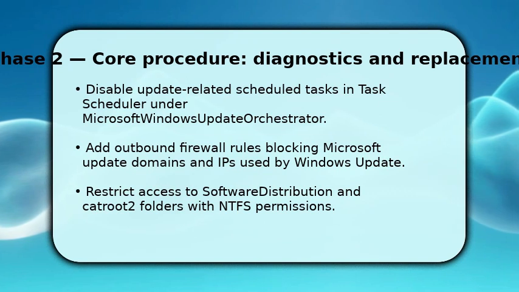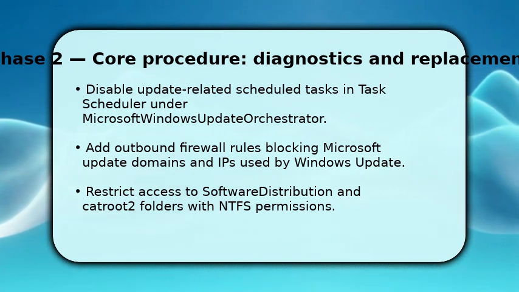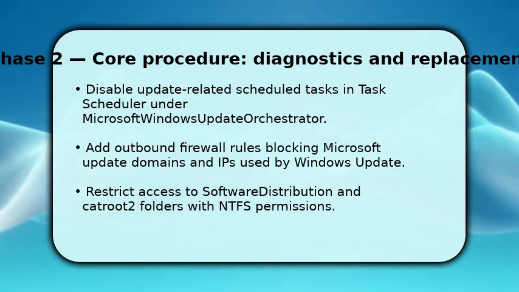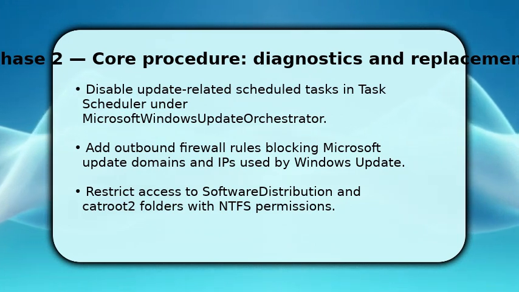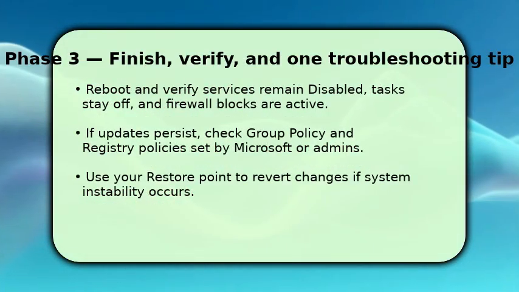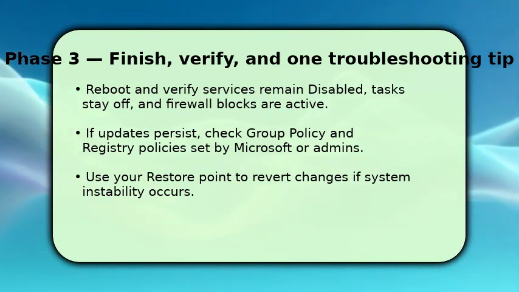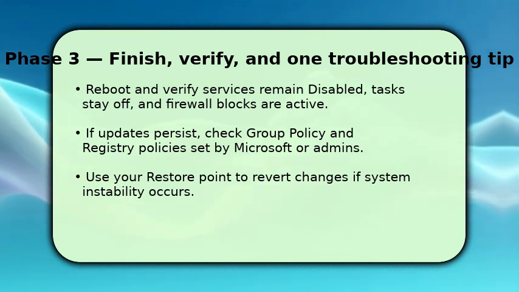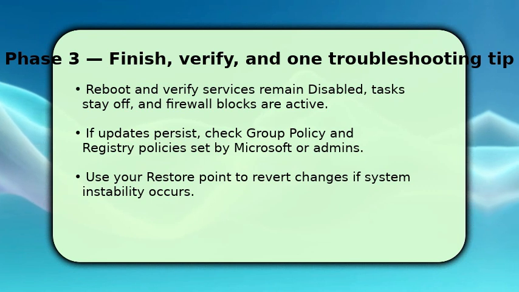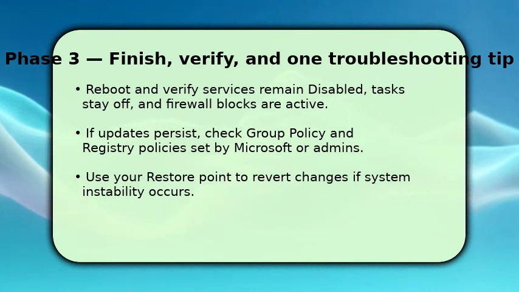If Windows still attempts updates, inspect Local Group Policy, gpedit.msc, for policies under Computer Configuration/Administrative Templates/Windows Components/Windows Update, and review registry keys at HKLM/Software/Policies/Microsoft/Windows/WindowsUpdate. Remove any conflicting policies.